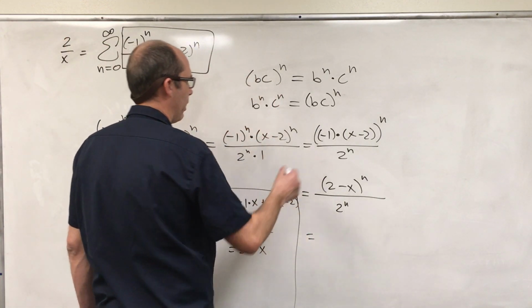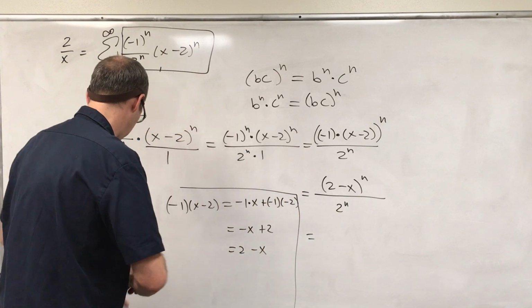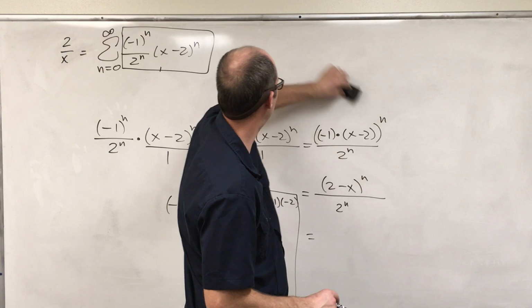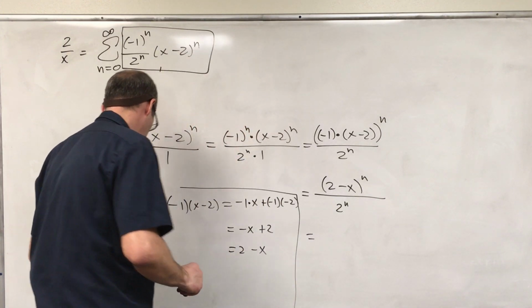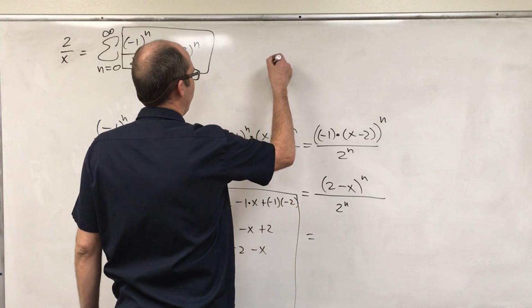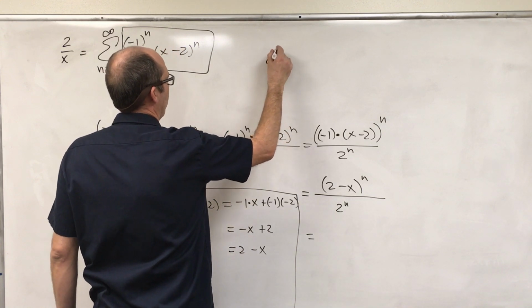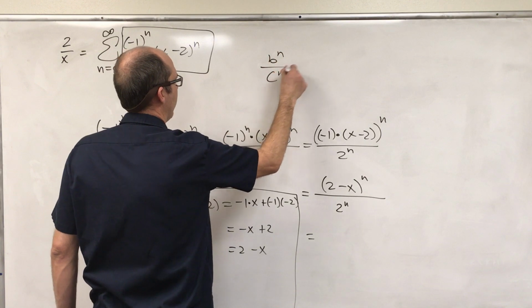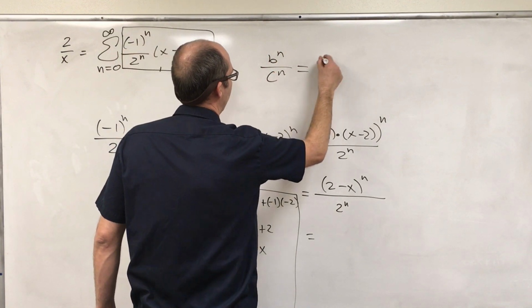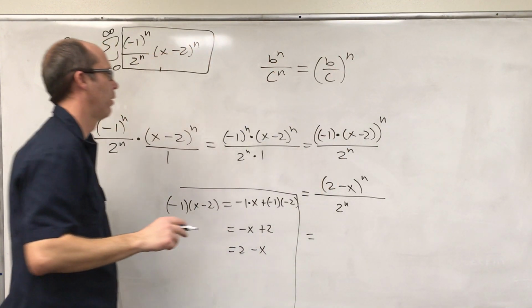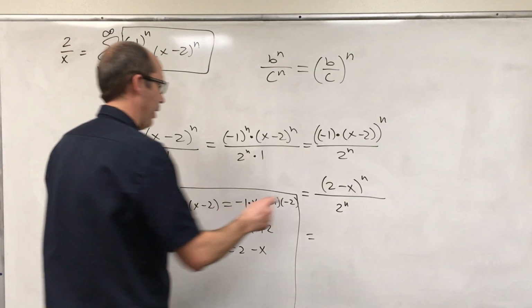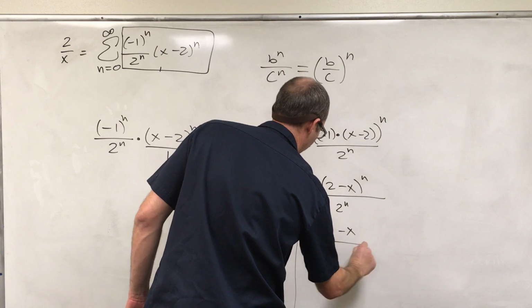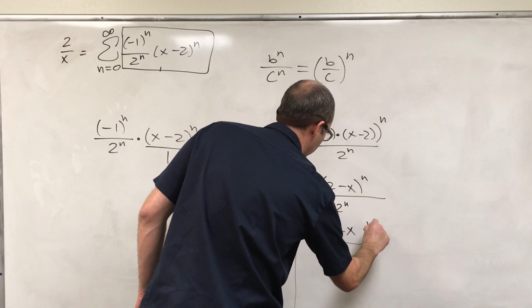Okay, now we'll use another exponent rule. I'm not sure how you've seen it. Maybe, let's do, b to the n over c to the n is b over c to the n. Okay, this is my b, that's my c this time. So this is 2 minus x over 2 to the n.